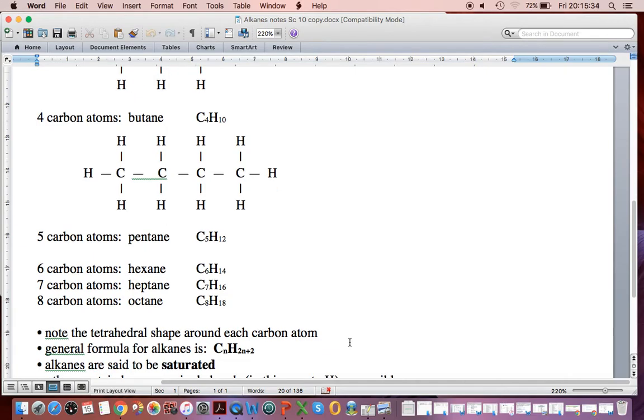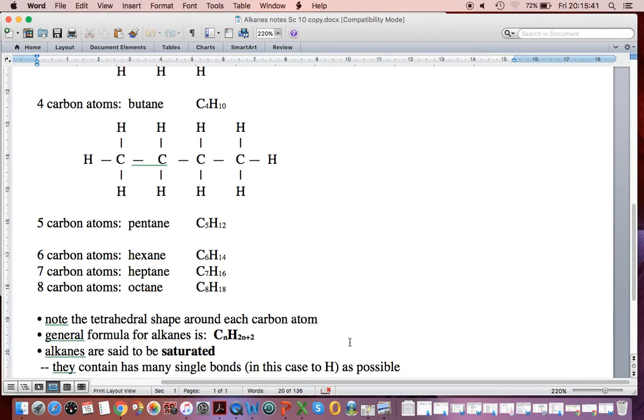You are fortunate this year. You don't have to worry about naming all these things. This is more of a Chem 11 thing. You just have to be able to identify them and do some simple calculations. There's a general formula for alkanes, and it's CnH2n+2.